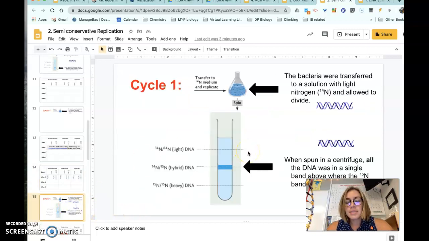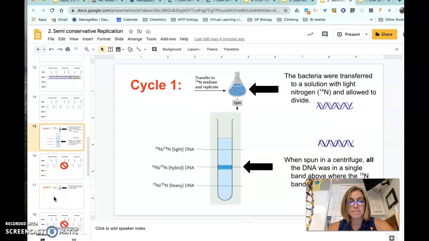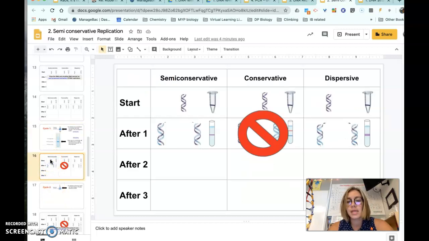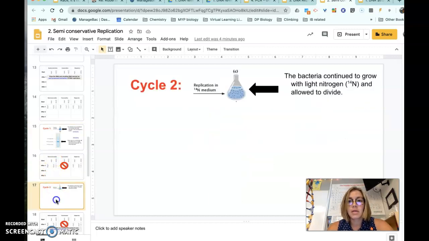But what we did end up seeing is this hybrid model where we had half of the nitrogen 14 in place and half of the nitrogen 15. So the DNA sat right in the middle of the centrifuge tube. That indicated to us that one of the old strands was present, and one of the new strands with light nitrogen was present. So we know that that can't be conservative.